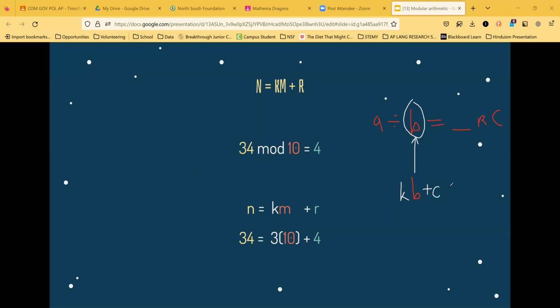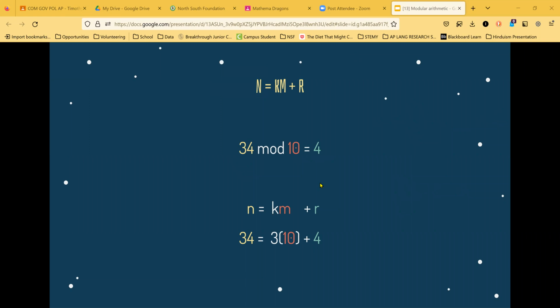So that is basically what this slide is saying. So k times b. There's some random integer k such that k times the modulus, so the modulus here, plus the remainder is equal to that original number.